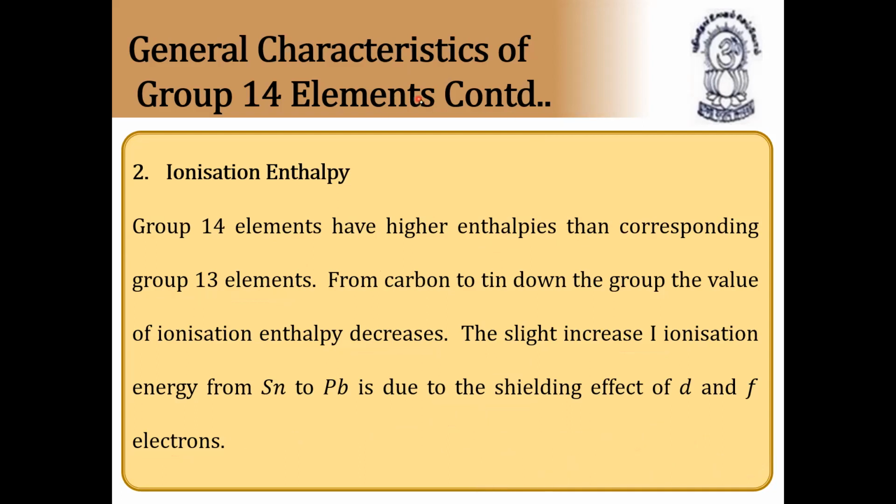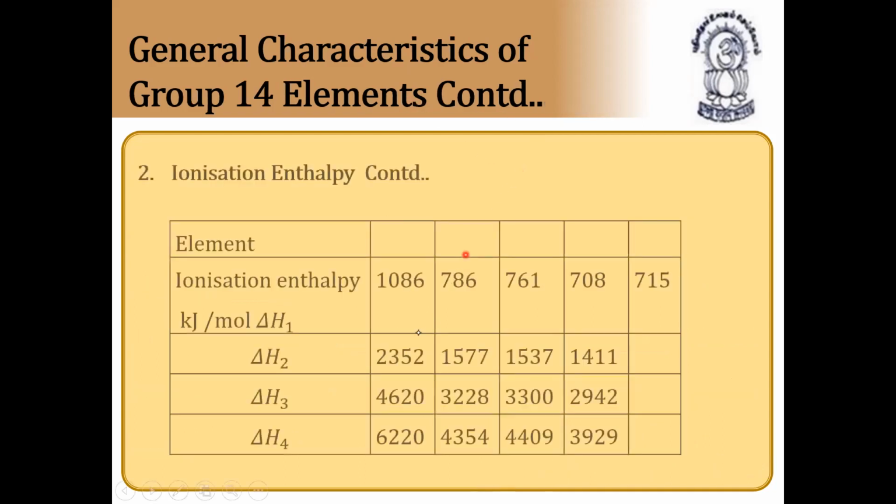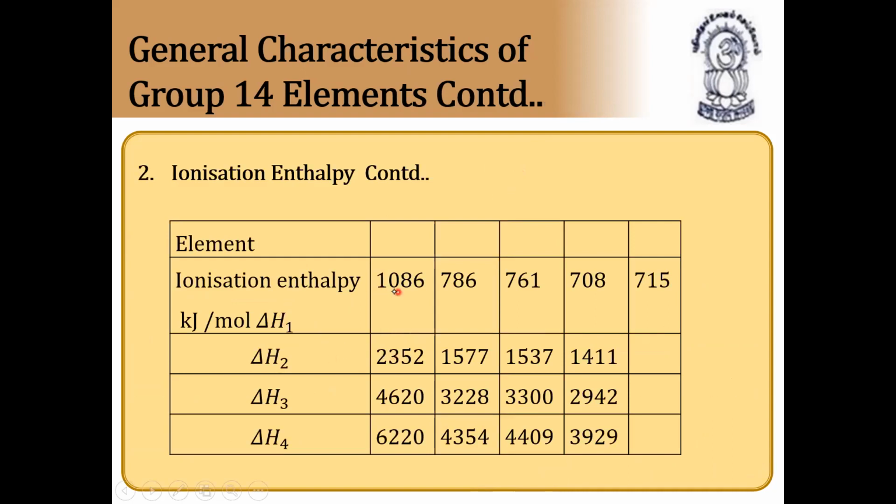Next, continuation. Ionization enthalpy continued. You can see here the first ionization enthalpy for carbon is 1086. Here I write the elements also: carbon, then silicon, then germanium, then tin, and then lead. Lead is higher than tin because of the poor shielding effect of d and f electrons. The second ionization enthalpies are 2352, 1577, 1537, 1411. For lead, the second and third ionization enthalpy cannot be given because lead is radioactive, so we cannot say.